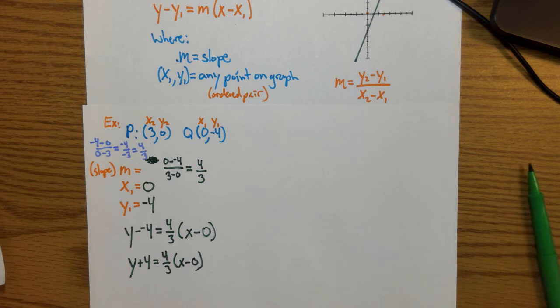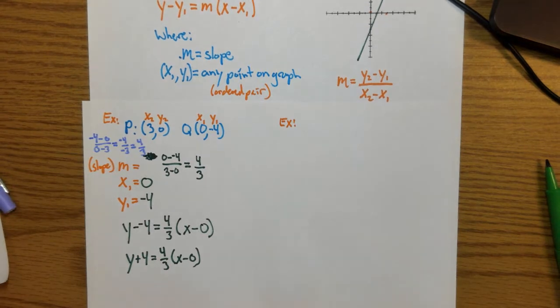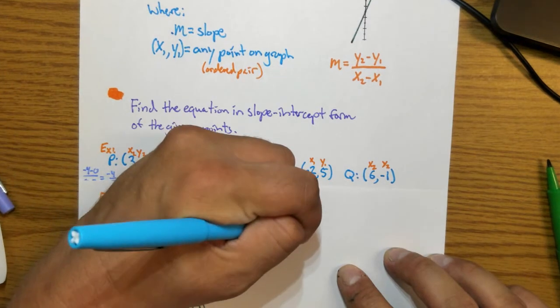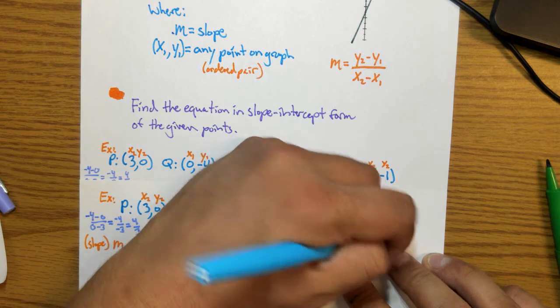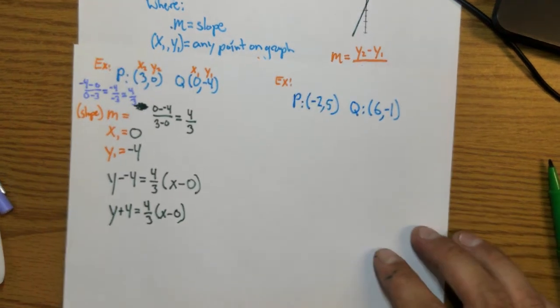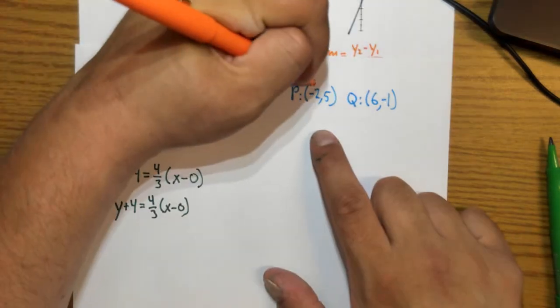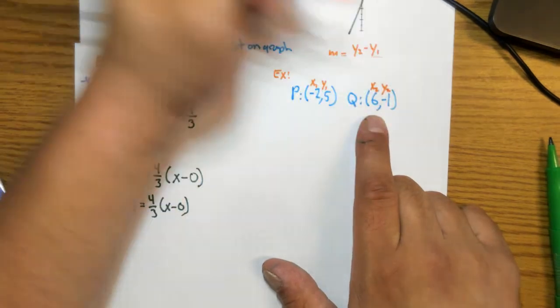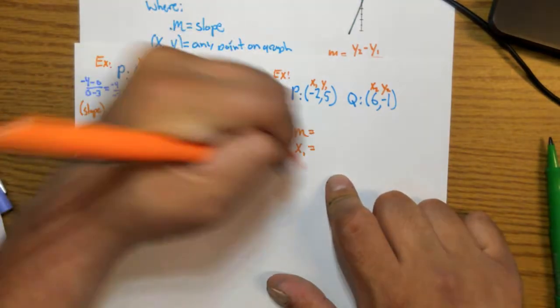So let's go over another example here. And this one is going to be, our p is -2, 5, and our q is 6, -1. So here, again, let's label our x1, y1, x2, y2. This time I'm just going to do it willy-nilly. Just this first one I'm going to do x1, y1. The second one I'm going to call x2, y2. And we need to find our m, our slope, and our x1 and y1.